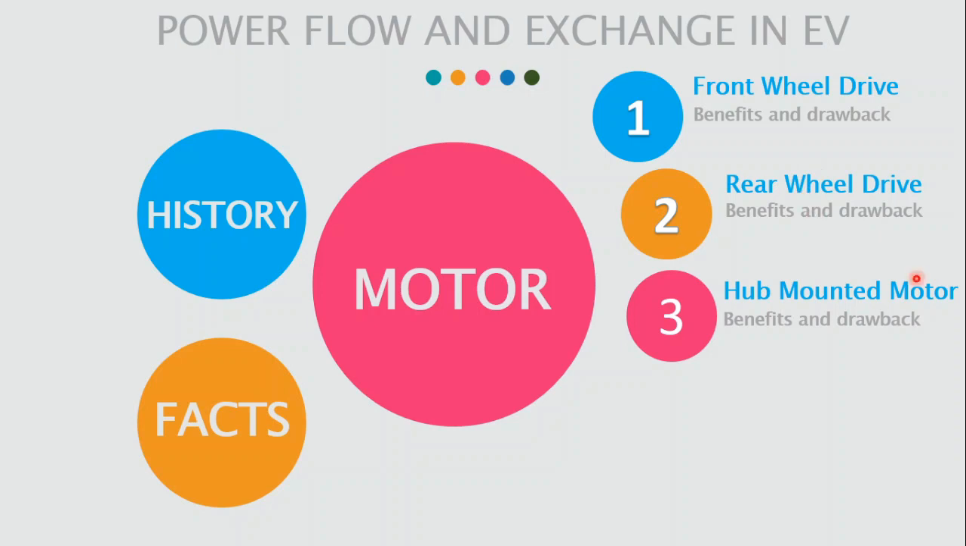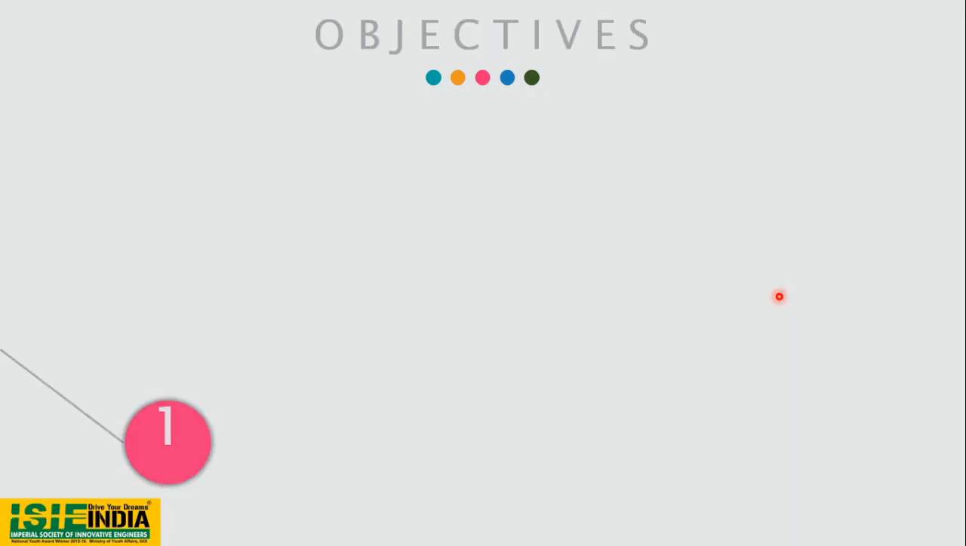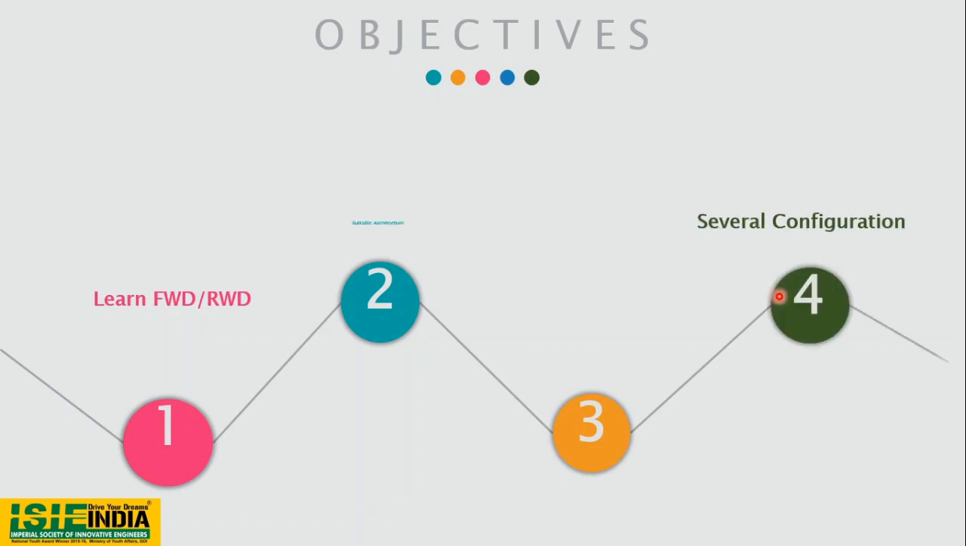And at last we are going to learn about the hub mounted motor systems, where the motors are actually placed in the rim itself. These are on the same axle, and directly, instead of having a rear placed or a front placed motor, we can actually place the motors in the wheel assembly itself. Let us try to understand what objectives will be covered by the end of the session.